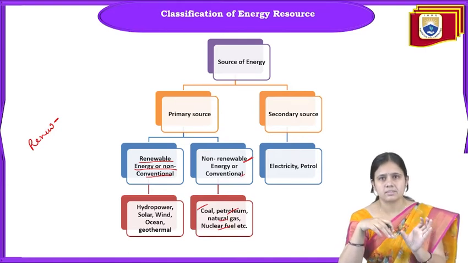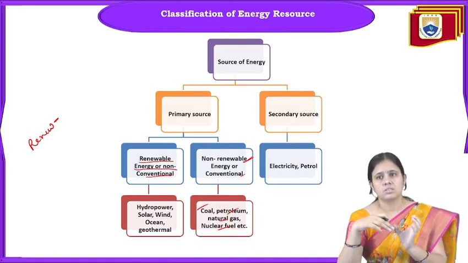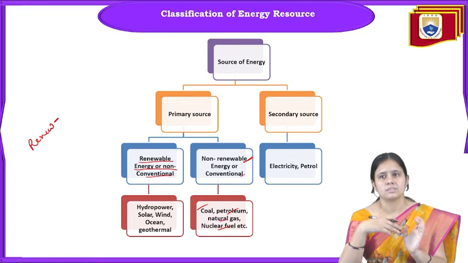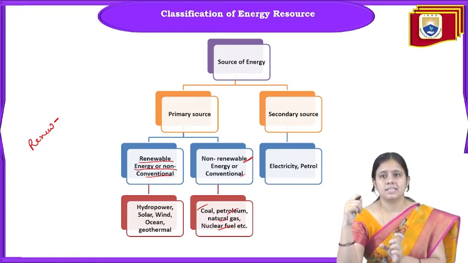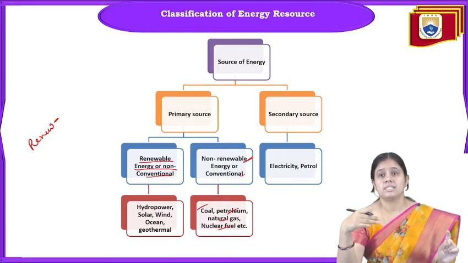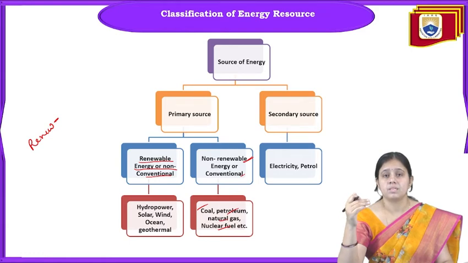We get electricity by the burning of coal, so this is called a secondary source of energy. We get petrol by harnessing petroleum and natural gases. So these two are secondary sources of energy, and they come under non-renewable and conventional sources of energy also. Which form of energy has a future in the coming decades?